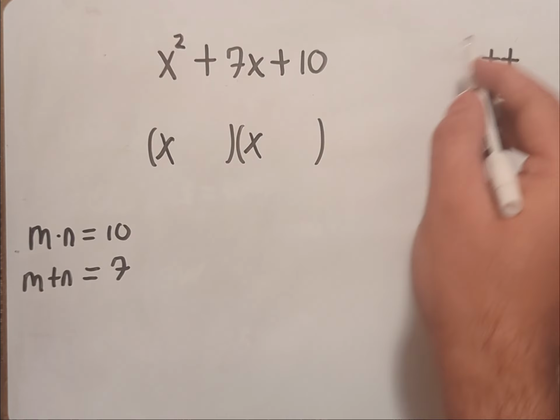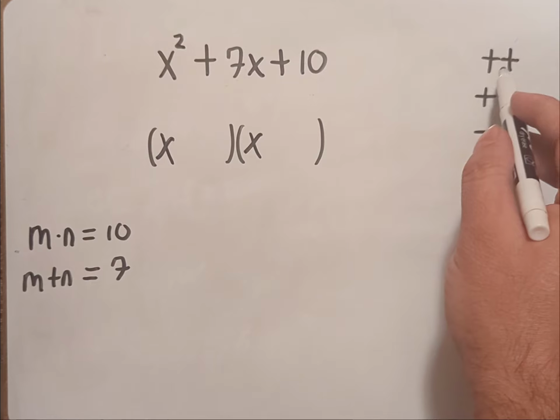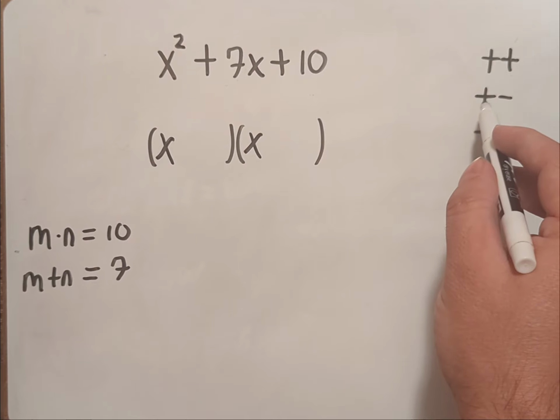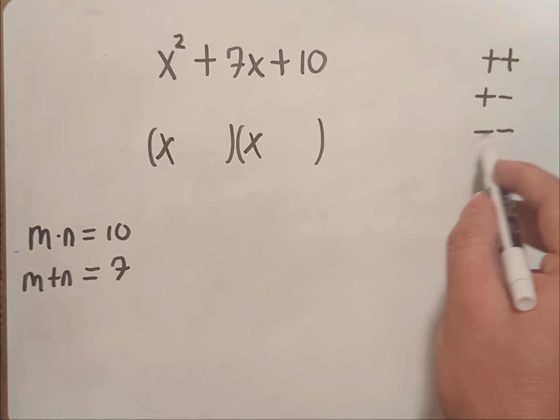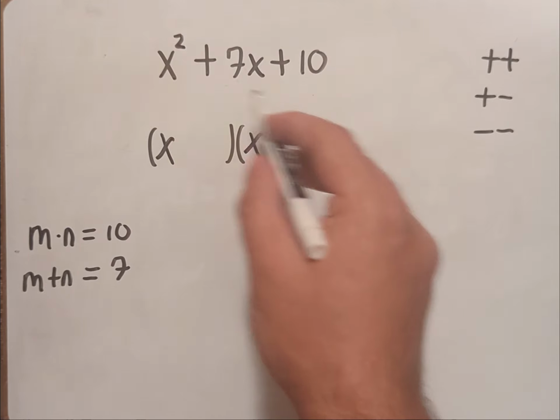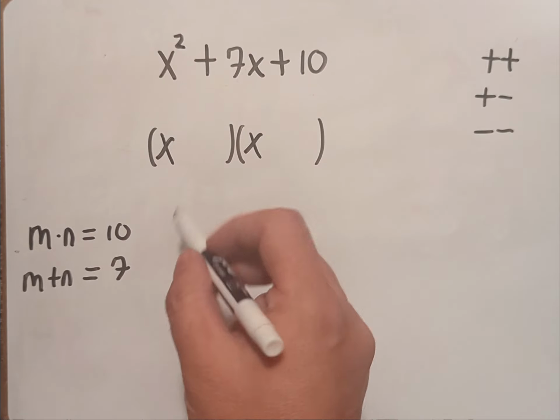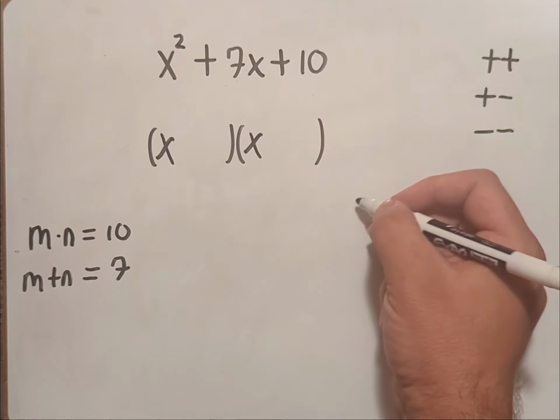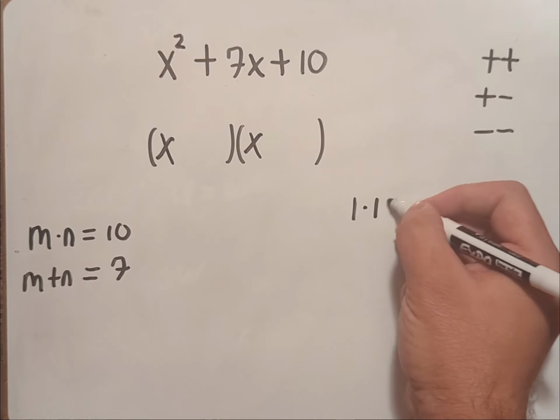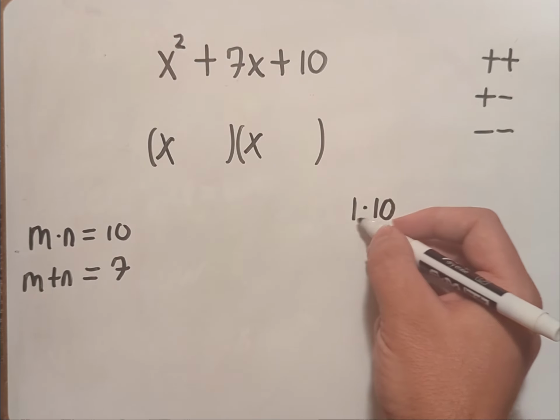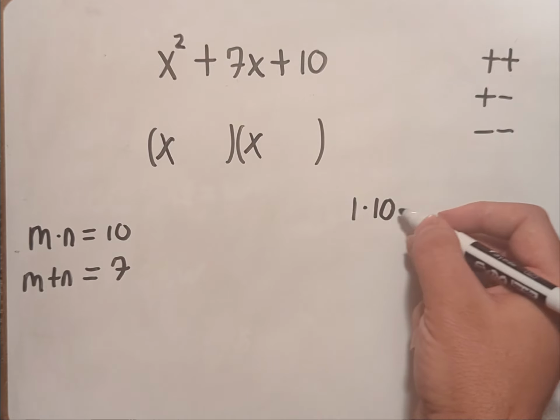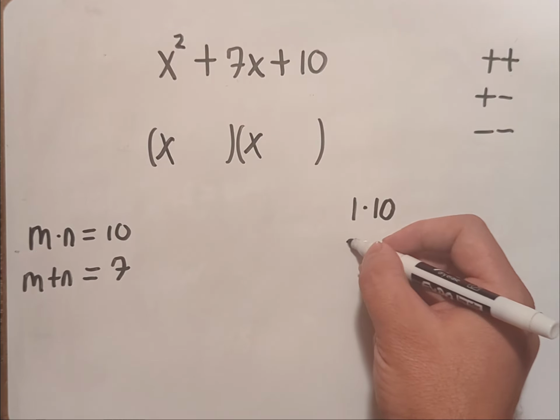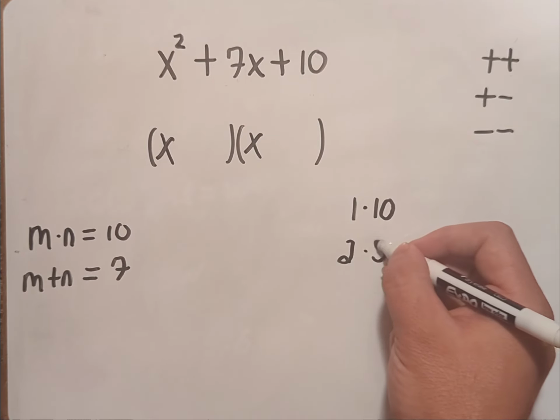And then we have to think of, well, are both numbers going to be positive? Is one number going to be positive, one negative, or both negative? So for this example, both will be positive. And generally what we do is we look at 10 and we think of, well, what can I multiply together to get 10? So that'd be 1 times 10 and also 2 times 5.